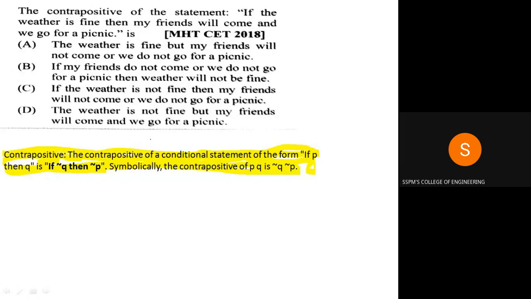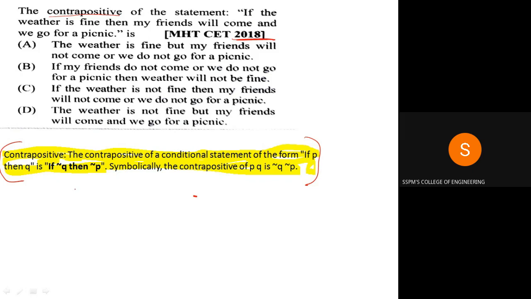So here the question is: the contrapositive of the statement, if the weather is fine, then my friends will come and we go for a picnic. This question was also previously asked in 2018. So what is meant by contrapositive? I have added the definition of contrapositive statement here. What is contrapositive? The contrapositive of a conditional statement.